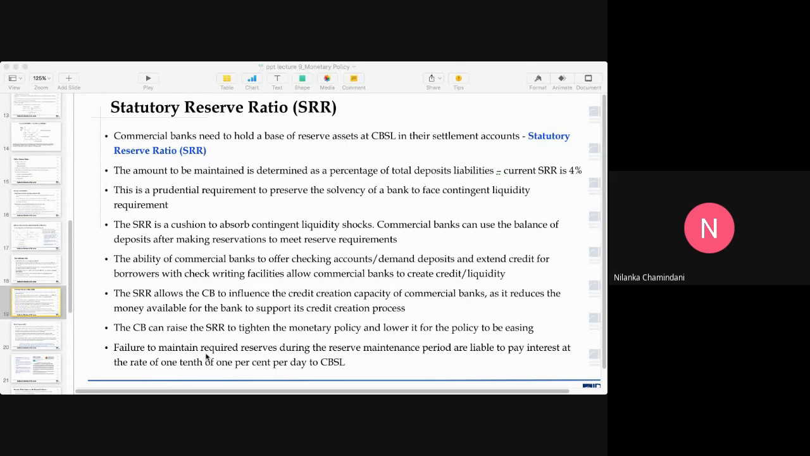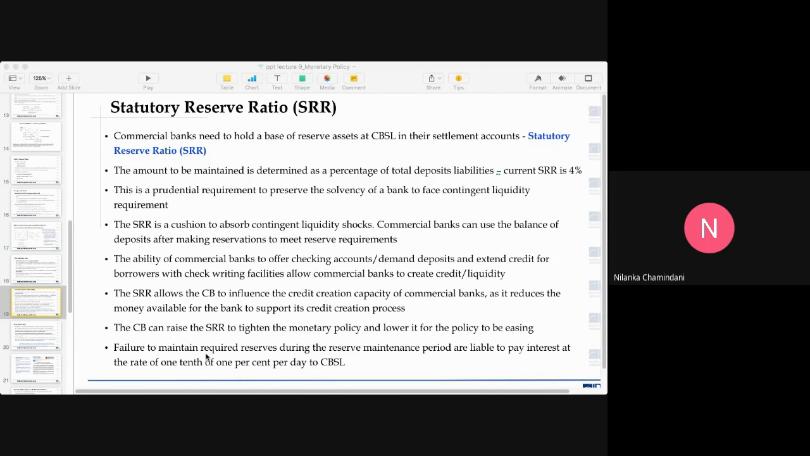So when they have a low level of liquidity in hand, the capacity of increasing credit, or the credit creation process, can also be limited. So when the central bank increases the statutory reserve requirement, the credit creation capacity of the commercial bank is low. It reduces the money available for the banks to support their credit creation process. When they have more money available, they will create more and more credit.